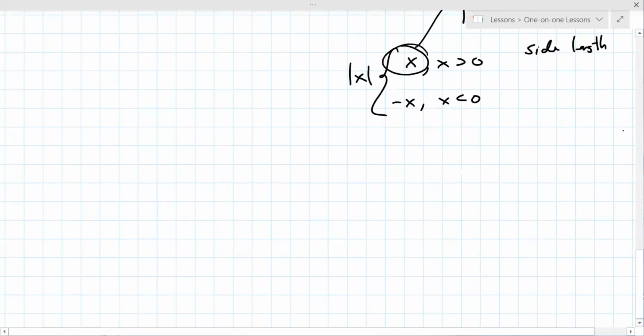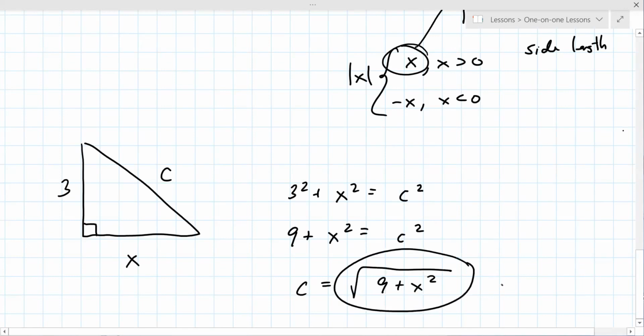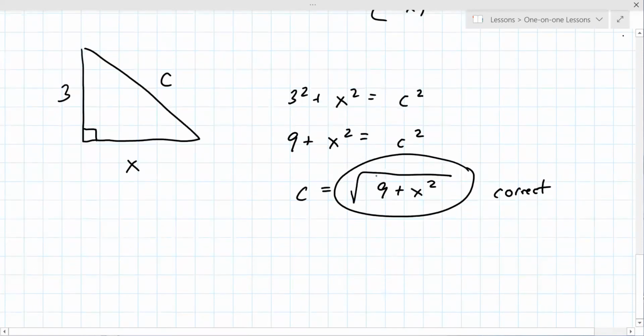So now we can also mix in, let's just say, I give you a triangle and I say, okay, this side is 3, this side is x. What is c? 3 squared plus x squared equals c squared. 9 plus x squared equals c squared. So when you take the square root of both sides, you get the square root of 9 plus x squared. And this is correct. This is what you leave it as. Why wouldn't you just say 3 plus x? Because that reduction here is incorrect. 9 plus x squared does not factor. It is a sum of squares.